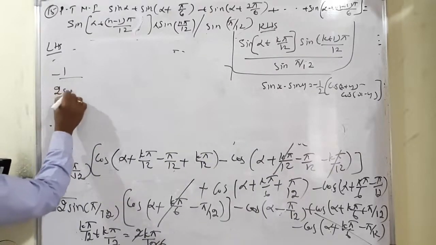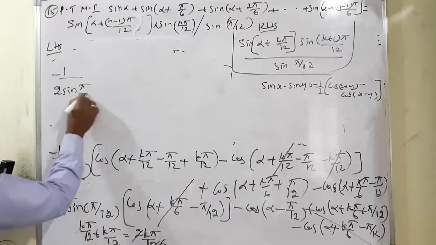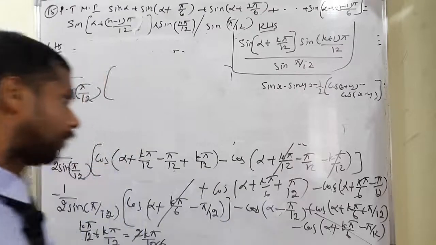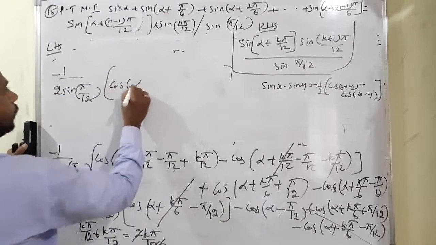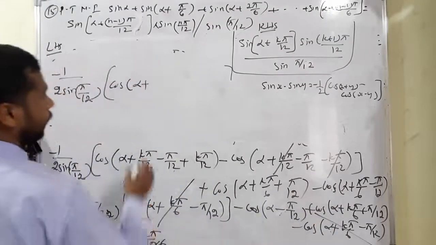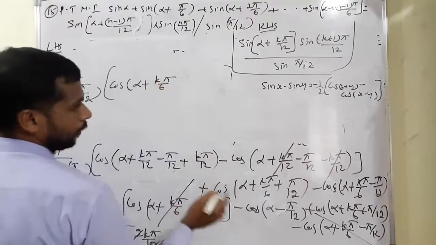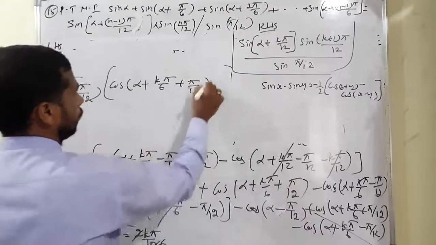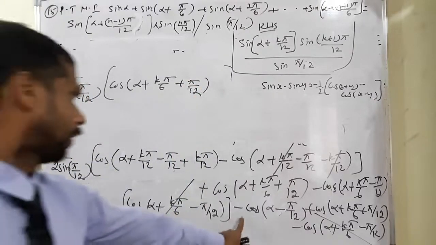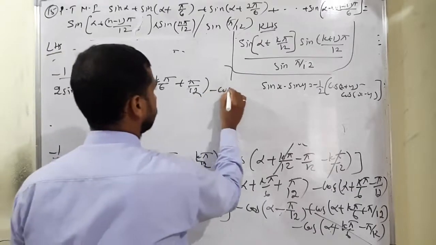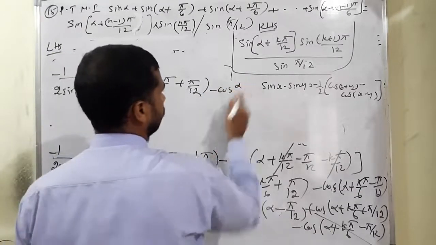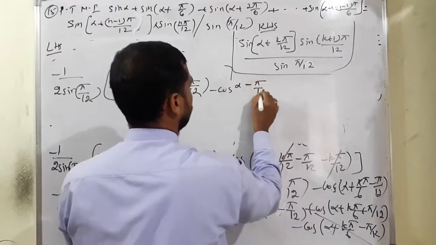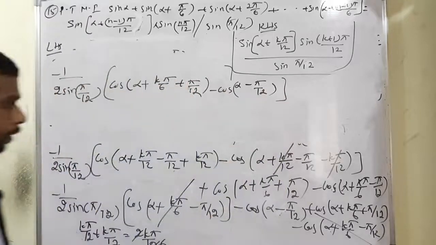minus 1 by 2 sin pi by 12, then inside first you can write it positive term cos of alpha plus k pi by 6, then plus pi by 12, then next term negative cos alpha minus pi by 12. Okay.